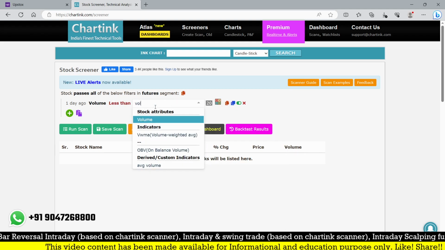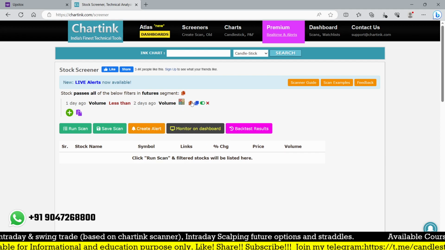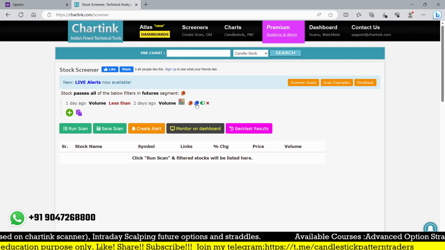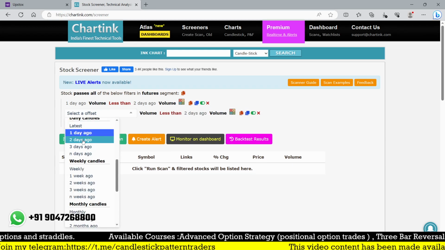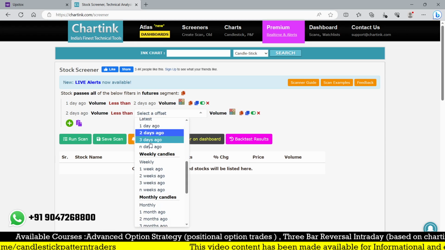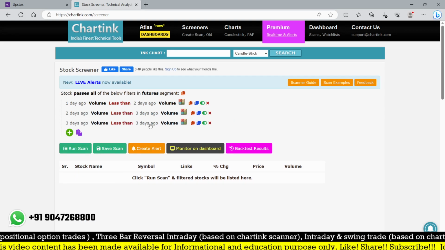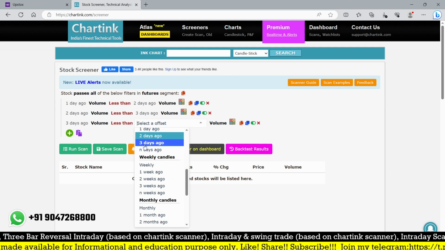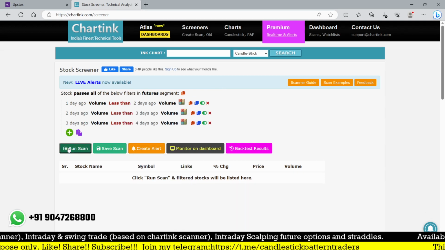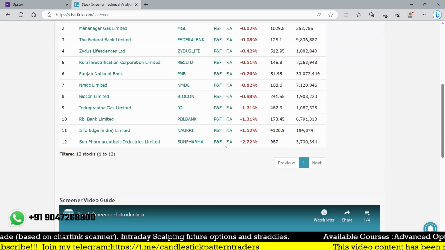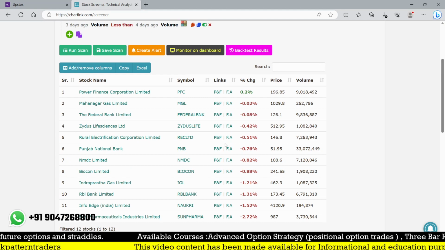Simple conditions only, I'm just using here 2 days ago, right? Just copy this blue button, it will be automatically copied. And here 2 days ago volume must be less than 3 days ago. Again copy this button, 3 days ago volume should be less than 4 days ago volume. So if you scan, you will be finding these stocks in the F&O group, where the volume keeps on declining.